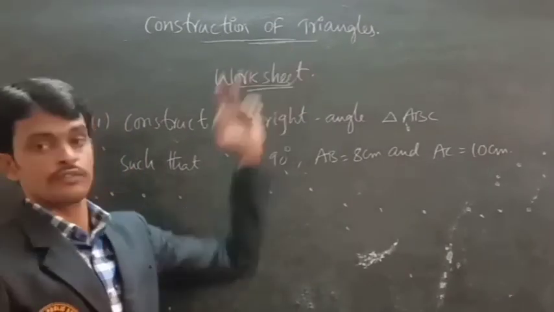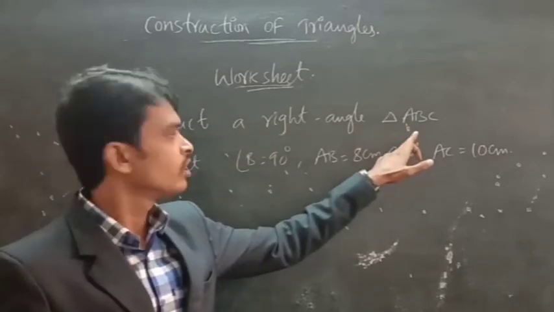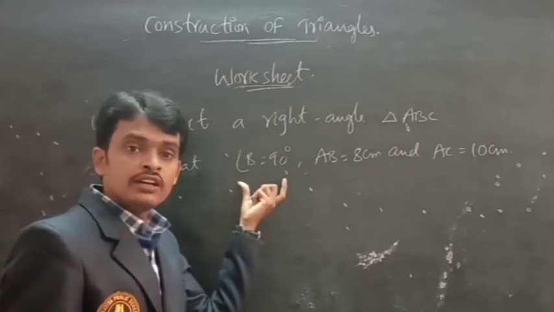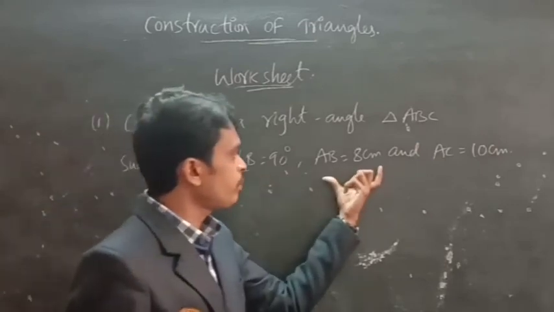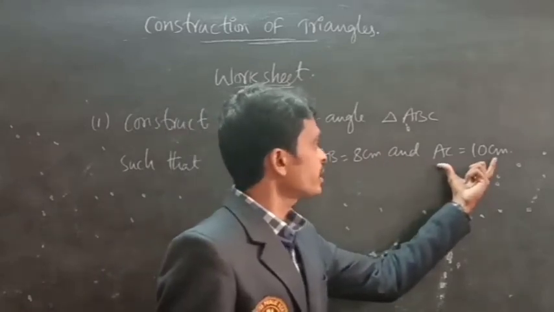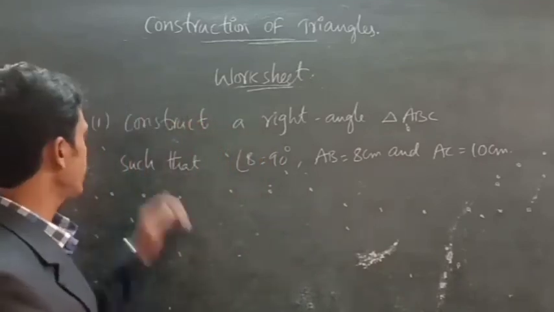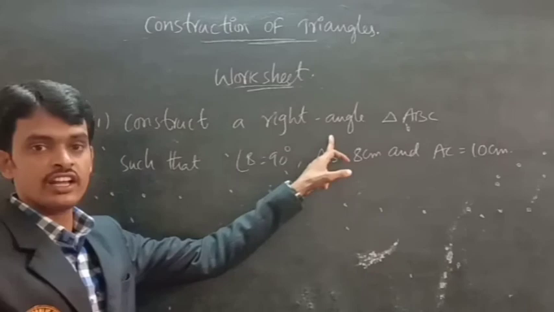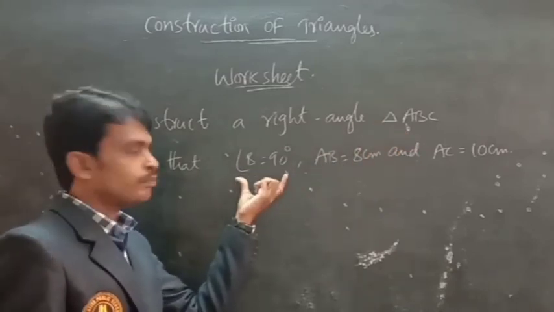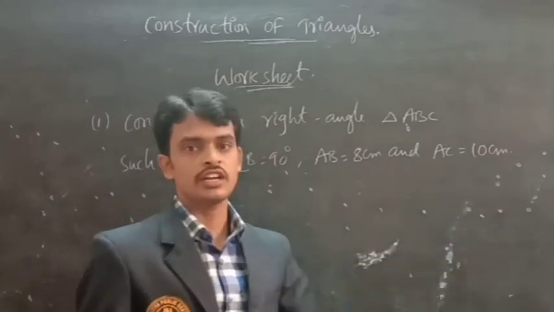Worksheet on construction of triangles. Construct a right angle triangle ABC such that right angle at B, AB is 8 centimeters and AC is 10 centimeters. So here we should construct a right angle triangle ABC. The given measurements are right angle at B, AB is 8 centimeters and AC is 10 centimeters.